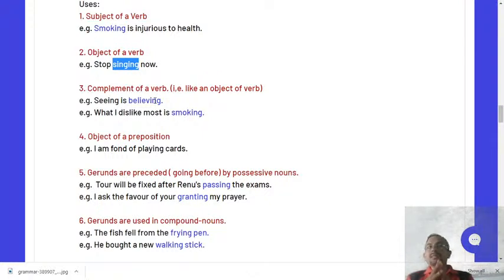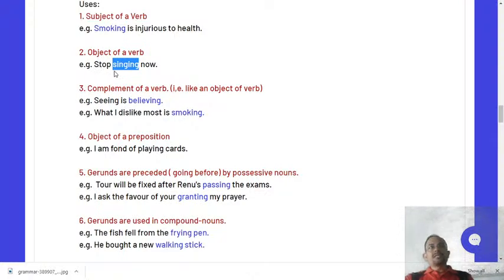So gerund can either be used as subject of the verb, like in the first example, smoking is injurious to health, or in the second example as an object of the verb. So which is the verb here? Stop singing now. The verb is stop here, and singing is used after the verb. So as I told you, whatever goes after the verb is called the object. So as singing goes after the verb stop, therefore singing is the object of the verb stop.